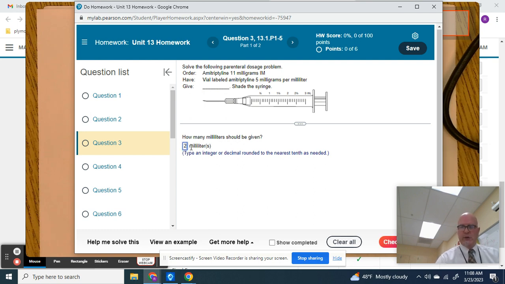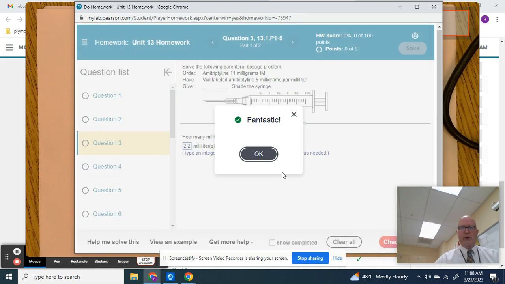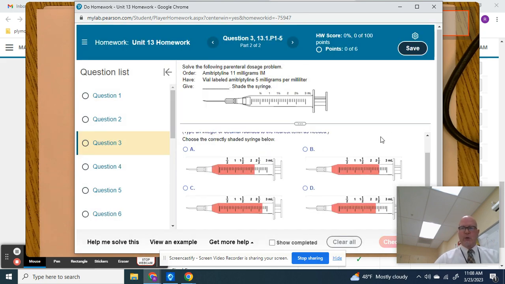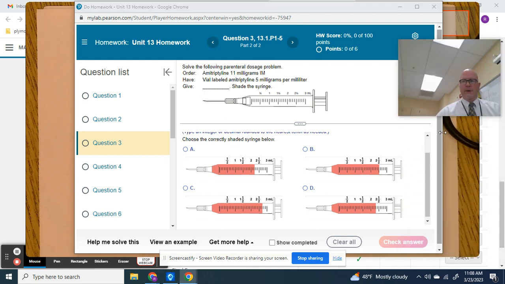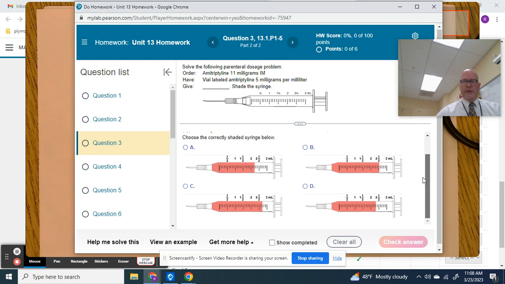But here's what I want to show you that they're going to ask. If you type in, like I did, 2.2, getting the right answer, the next question, and again, this is really for those who were not here the other day, there are several syringes that are listed as choices.